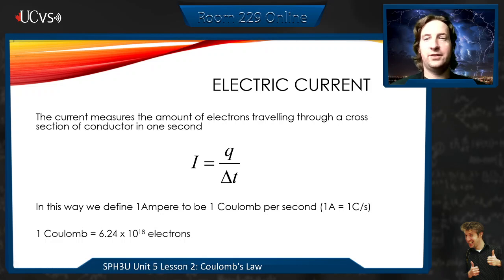Now, let's move on to electric current. When I have a current through something, like a wire, the current tells us how much charge is traveling through that conductor in 1 second. So it's the rate of change of charge with respect to time. So I is the amount of charge, Q, divided by our time interval, and we're using 1 second.